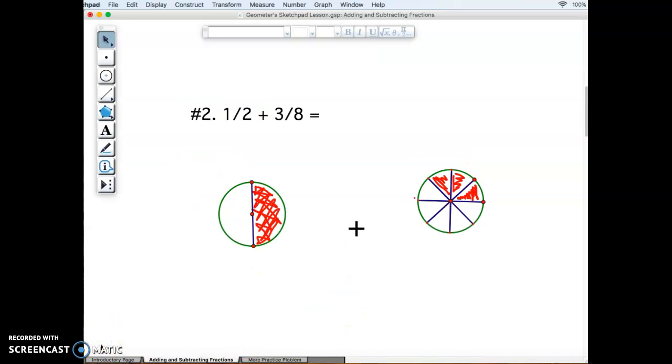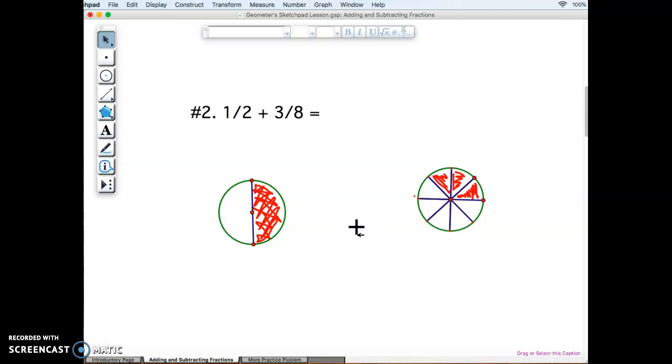Now I would like to do an example problem with you. So here is another example. Here we have 1/2 plus 3/8. So here we have half of our circle and 3/8 of a circle. But we come to this problem. The denominators are not the same, and they need to be in order for us to calculate these. So what do we do? We make the denominators equal. So how do we do that?